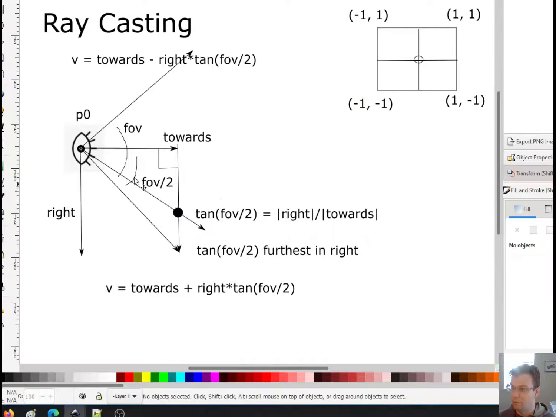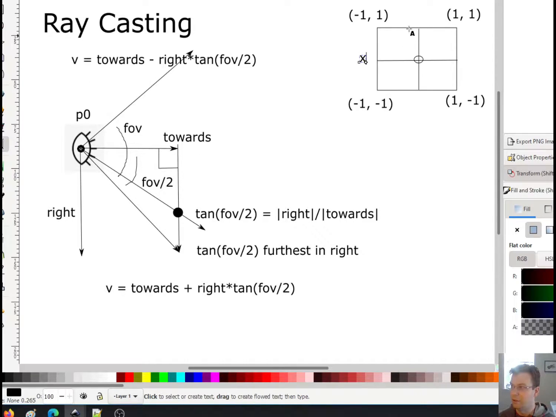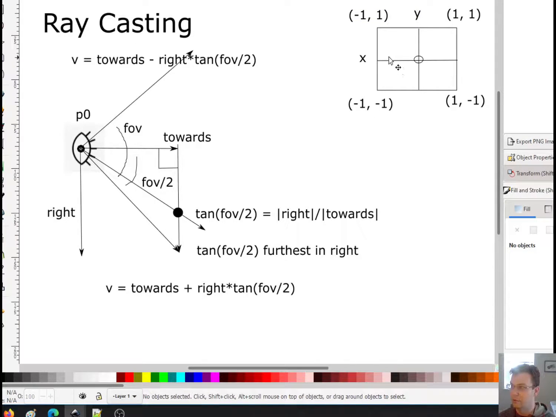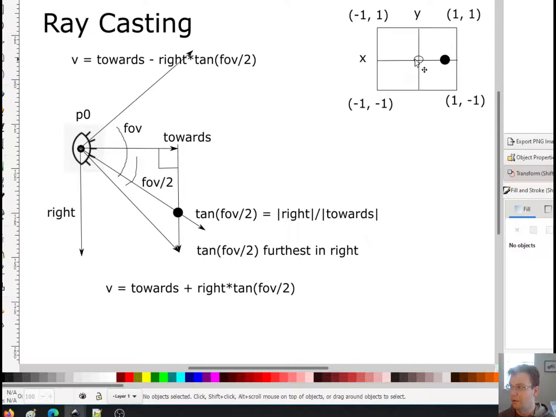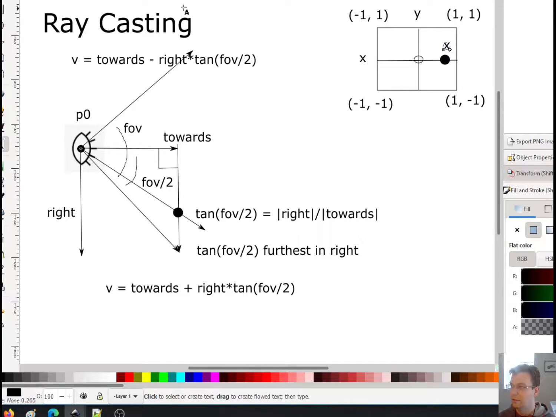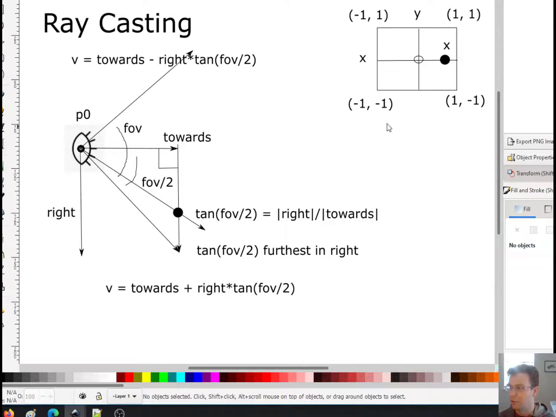And right now I'm just focused on towards and right. So this is the x-axis here and this is the y-axis. So right is on the x-axis. Let's say I'm just focused on this line for a second. I'll worry about up, down in a moment. It looks like I probably picked this pixel around here. I'm this far to the right of center here. And so I'm casting a ray through this pixel, and this is the furthest extremity.